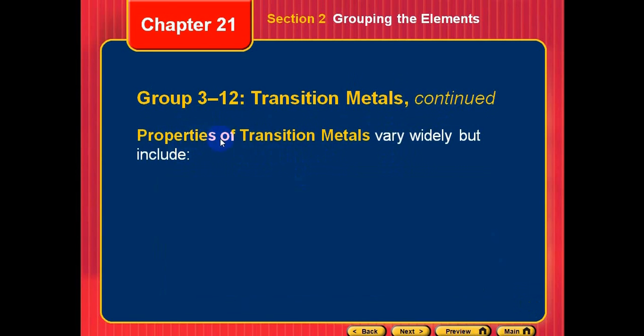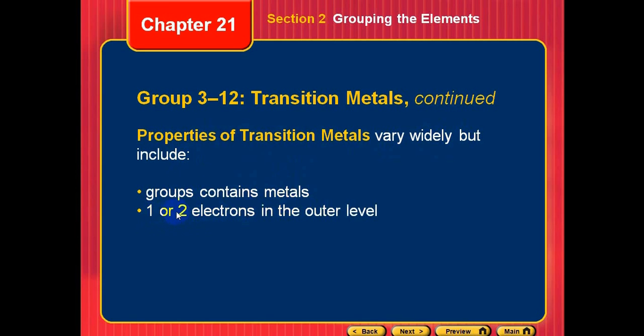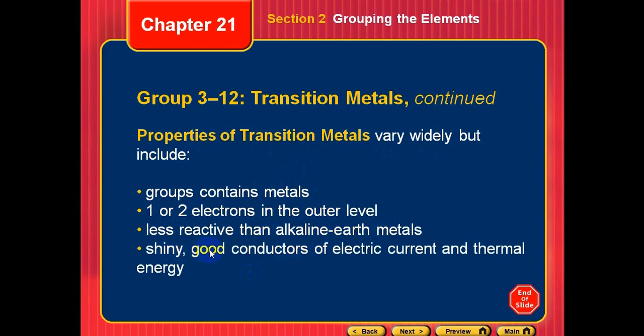Properties of transition metals vary widely but include: all of them are metals, with one or two electrons in the outer level, less reactive than alkaline earth metals. So the most reactive are alkali metals, then alkaline earth metals, then transition metals. Shiny, good conductors of electric current and thermal energy. They conduct electricity and heat.